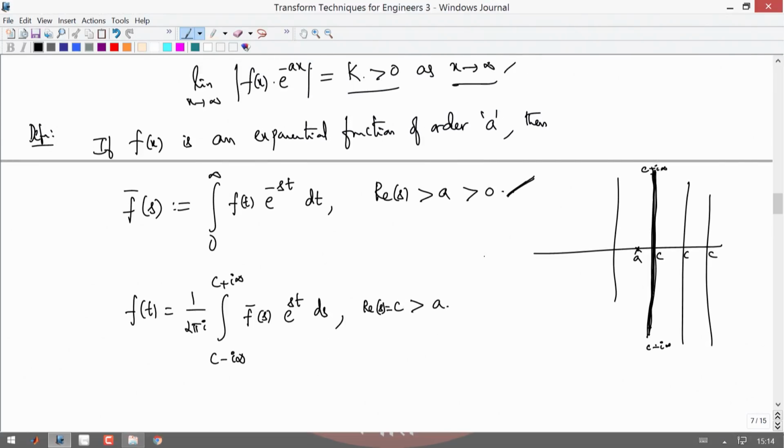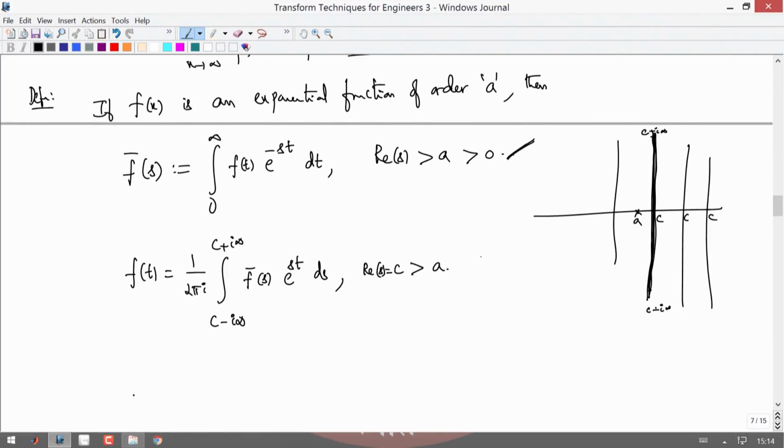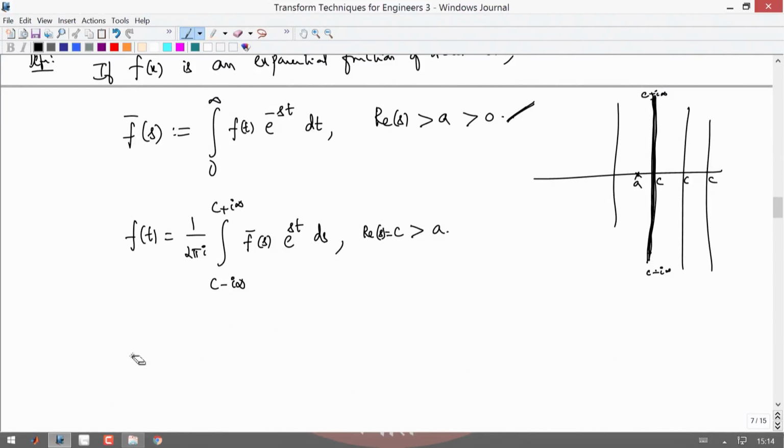And clearly, because f is a smooth function, that is what we considered, you have this f bar of s as a unique function. Suppose you have this transform f bar of s for two different functions, f1 of t and f2 of t. Once you have the same transform for each of these functions, it implies f1 of t has to be equal to f2 of t. So this is the uniqueness of the Laplace transform.